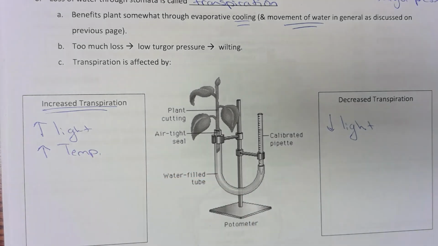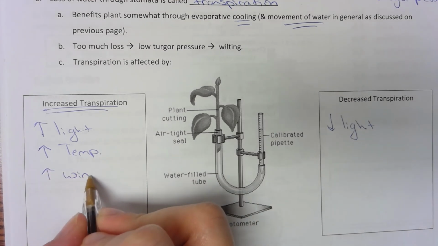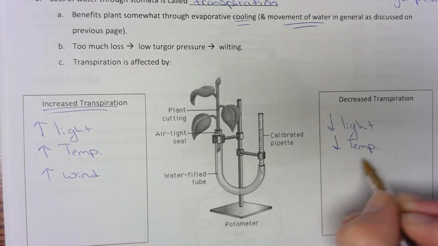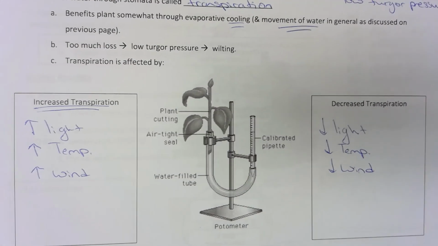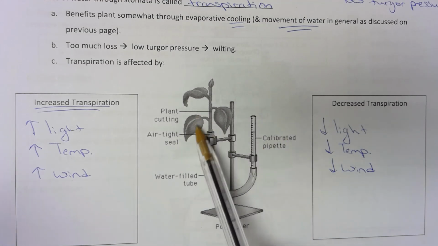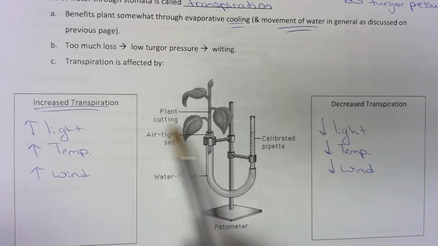Increased temperature, increased evaporation, makes sense. And then, interestingly enough, wind. So if you think of all those water molecules leaving that leaf and the wind's blowing them away, it kind of makes the process just happen faster.